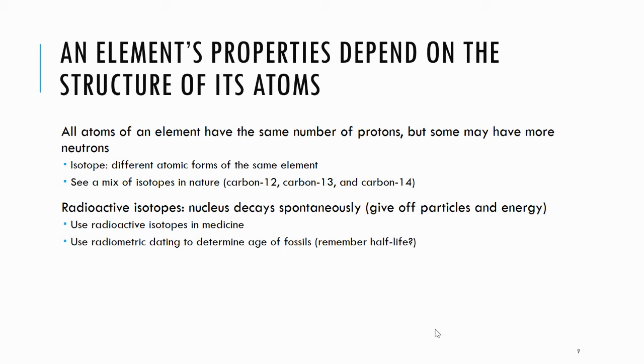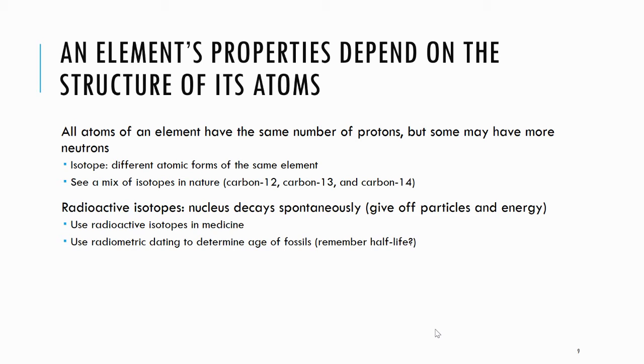All atoms of an element will have the same number of protons, but some may have more neutrons. When that happens, we have what is called an isotope. So those will be the different atomic forms of the same element. And in nature, we see a mix of isotopes around. For example, on Earth, we can find carbon 12, 13, and 14.